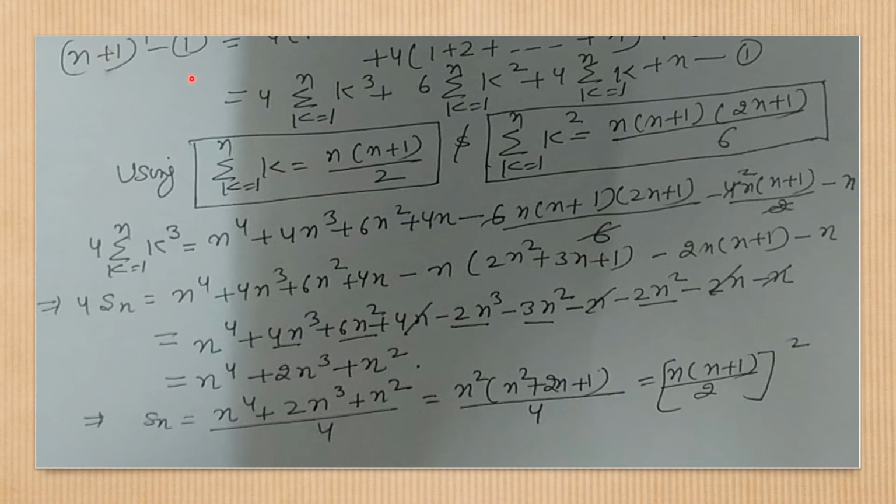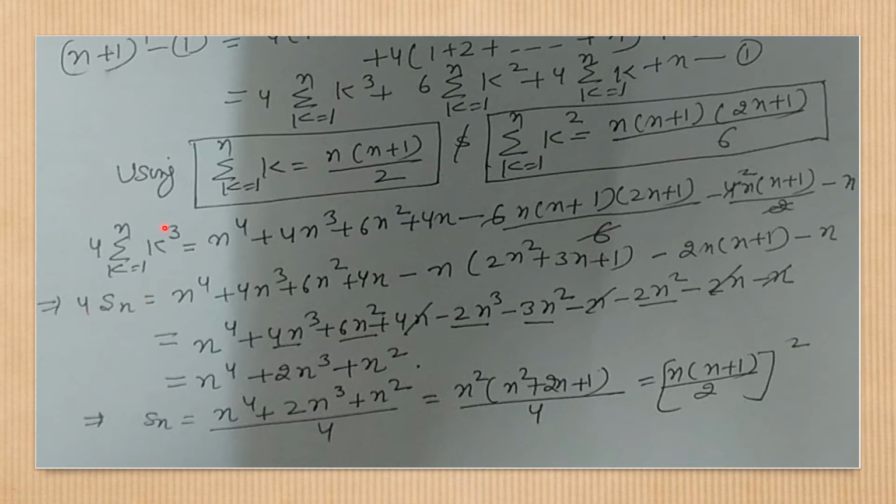So it becomes 4 times this summation k varies from 1 to n k cube is equal to, I'll open this n plus 1 raised to power 4, after substituting the value of all the things. So it is n raised to power 4 plus 4n cube plus 6n square plus 4n, minus 6 times n into n plus 1 into 2n plus 1 divided by 6, minus 4 times this n into n plus 1 by 2, minus n, all taken to the other side. Okay, so this is the expansion of n plus 1 raised to power 4.